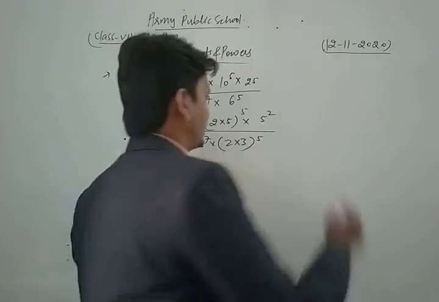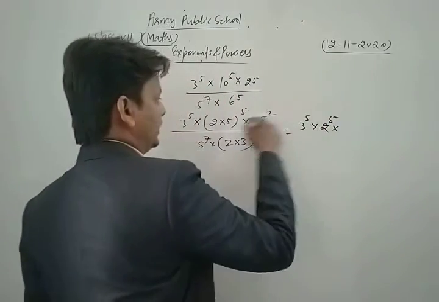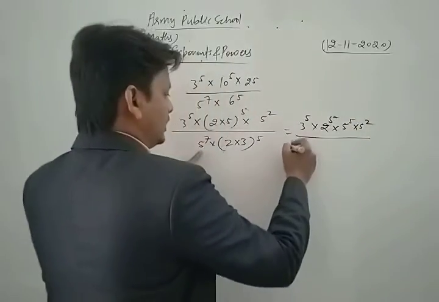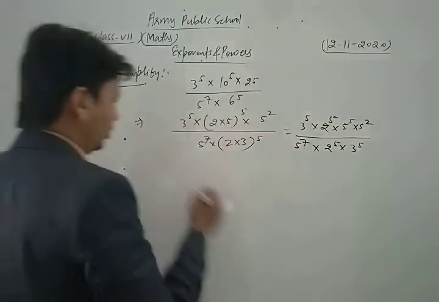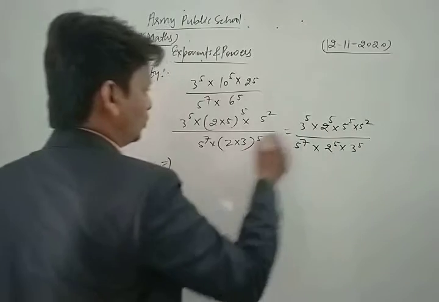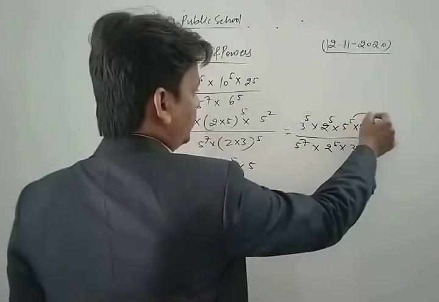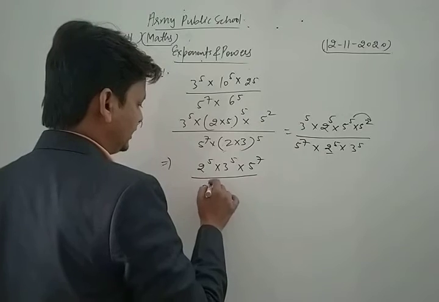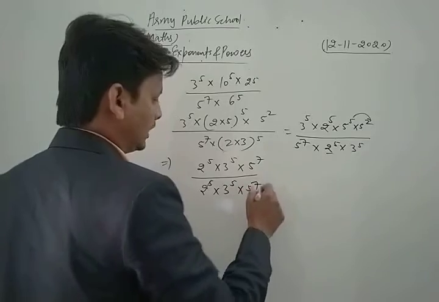Now here we apply the laws of exponents, so we get 3 to the power 5 into 2 to the power 5, we split it by the laws of exponents, 5 to the power 5 into 5 to the power 2 upon 5 to the power 7 into 2 to the power 5 into 3 to the power 5. Now we again apply the laws of exponents. This is 5 to the power 7. Now look, in the numerator this is 2 to the power 5 into 3 to the power 5 into 5 to the power 7. In the denominator we have 2 to the power 5 as it is, 3 to the power 5 as it is, 5 to the power 7 as it is.